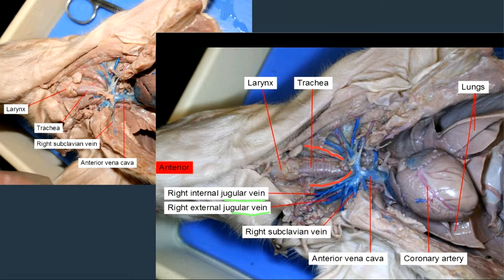You have 1 and 2. The one closest to the trachea is the internal, and the one further away is the external. And there are 2 more over here. So you have right and left jugulars. And you have subclavians.